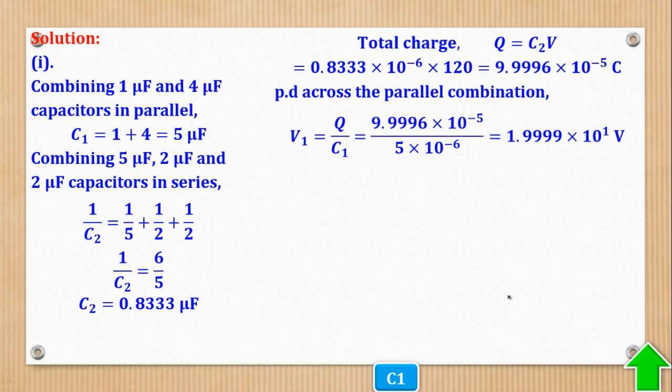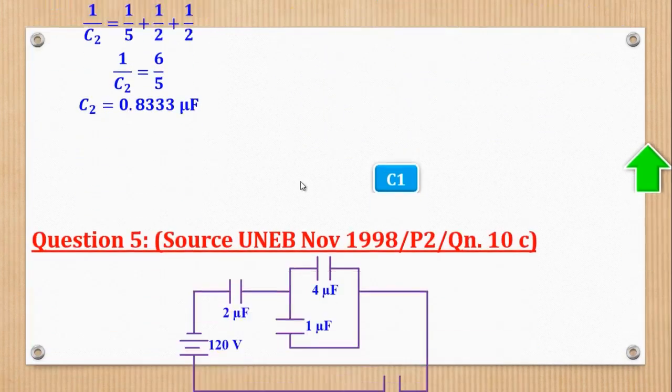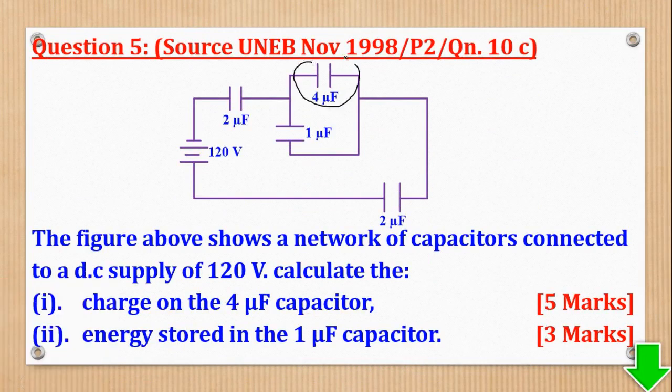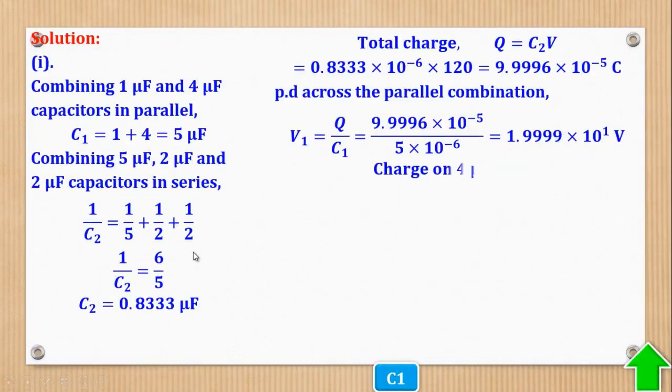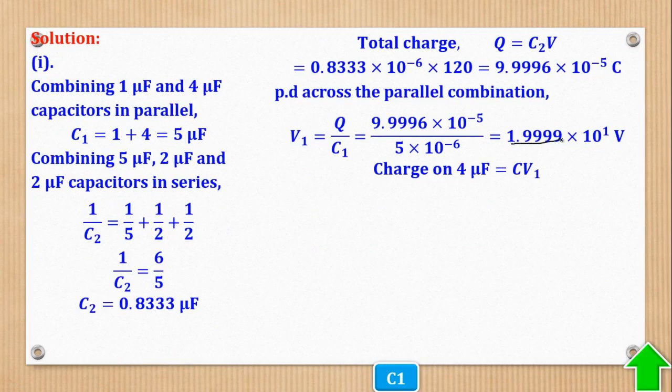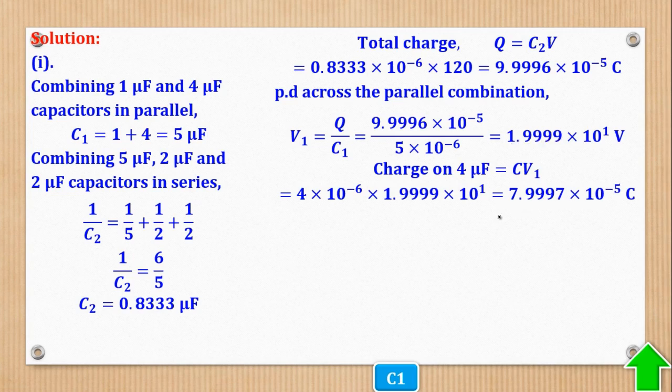So now that I've got the PD, if I go back here, I now know the PD across this, and I also know the capacitance, meaning I can get the charge at that 4 microfarad. Therefore, the charge on the 4 microfarad will be the capacitance, which is 4 microfarad, and the PD, which is this, to give you this as the charge. So that was Roman 1. What about Roman 2?